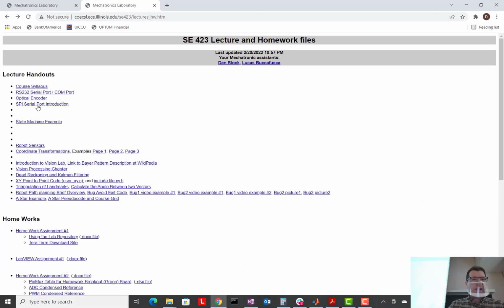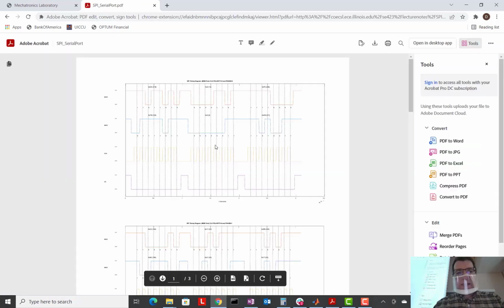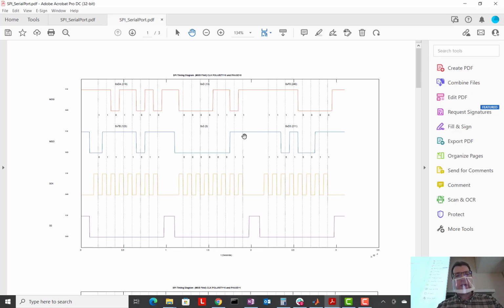If you go to lecture handouts, I haven't put a lot up here, but there are a few lecture handouts up there. And SPI serial port introduction. So check out this one, and you probably want to zoom in or open it up in Adobe Acrobat or whatever. When I make these in MATLAB, those fonts are really tiny, especially when you cut and paste into a Word document. Sorry about that. Anyway, you can zoom in and see these things.